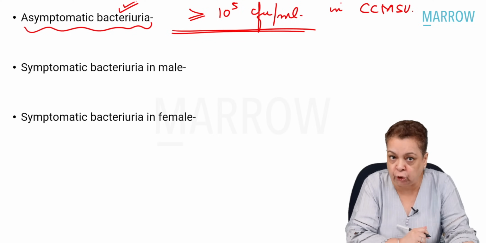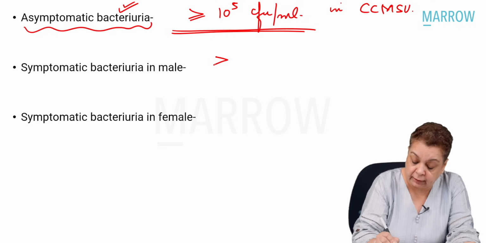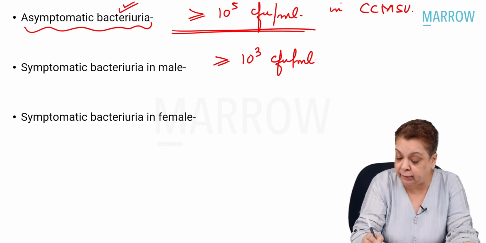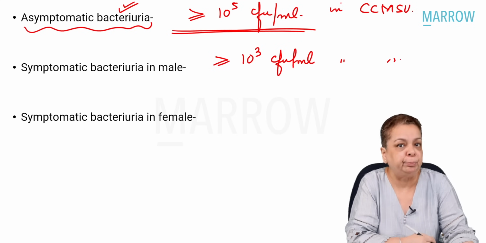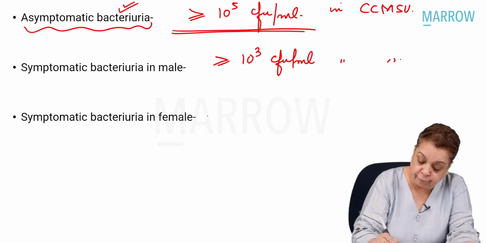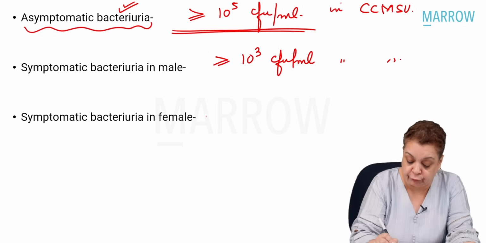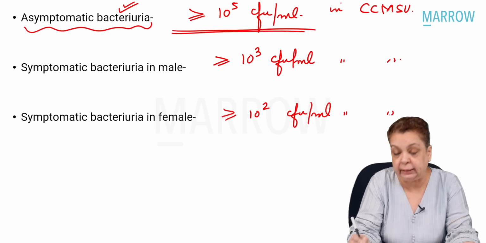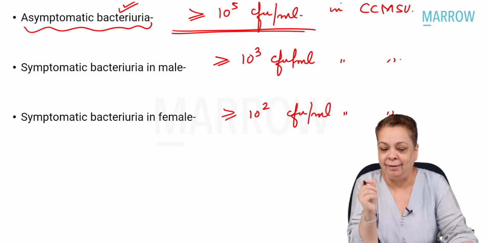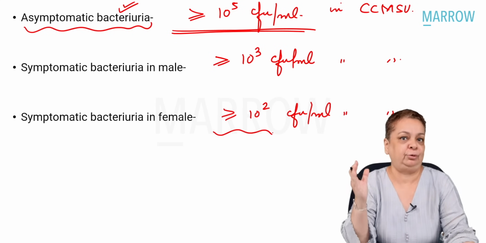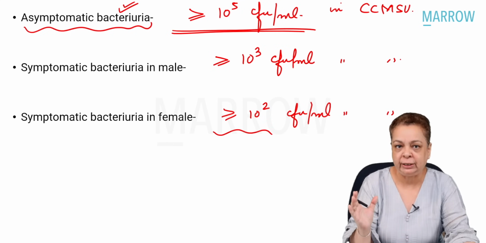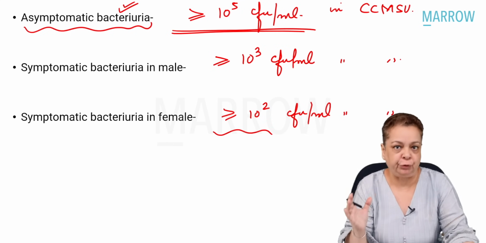However, for symptomatic males, the counts are 10 raised to power 3 colony forming units per ml in a clean catch midstream urine sample, and for symptomatic bacteriuria in females, it is 10 raised to power 2 colony forming units per ml in a clean catch midstream urine sample. And this female had 10 raised to power 4. So this is definitely significant. The patient has UTI. She needs to be treated.